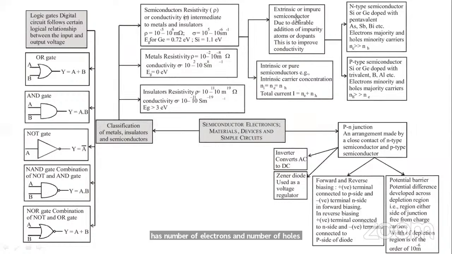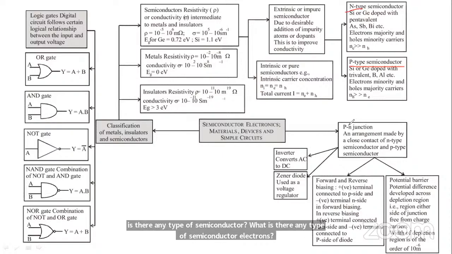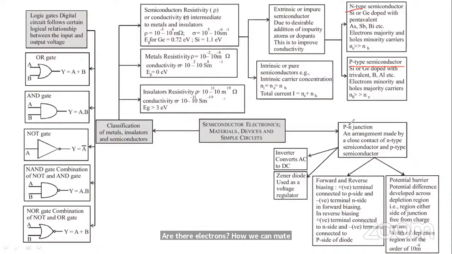When it comes to extrinsic semiconductor, on the basis of the impurity added, they are classified into N type and P type semiconductors. This could be an N type and this could be a P type. What is there in an N type semiconductor? Electrons. How can we make them? We dope with a pentavalent impurity, that means 5 valence electrons are added.